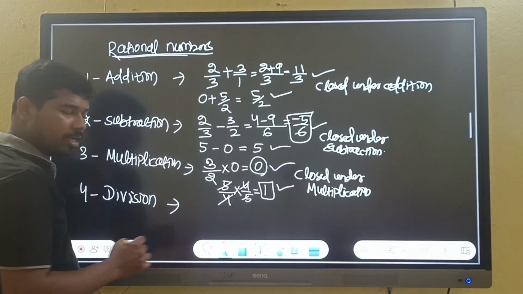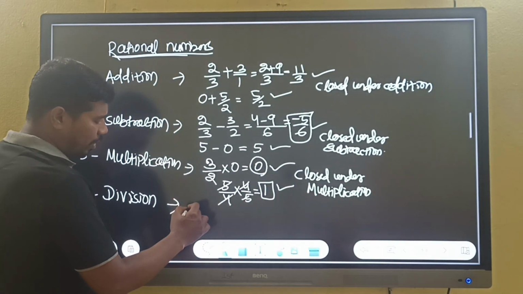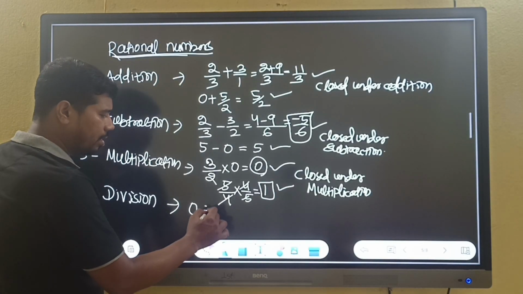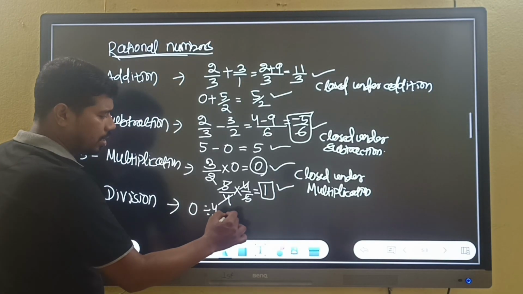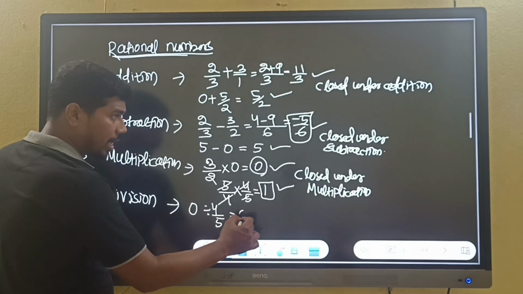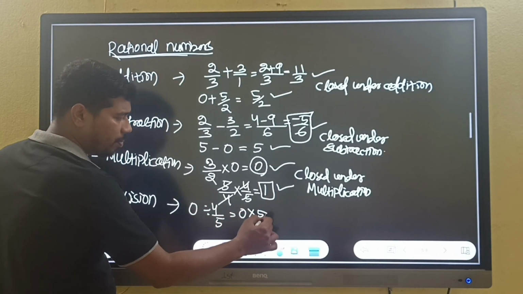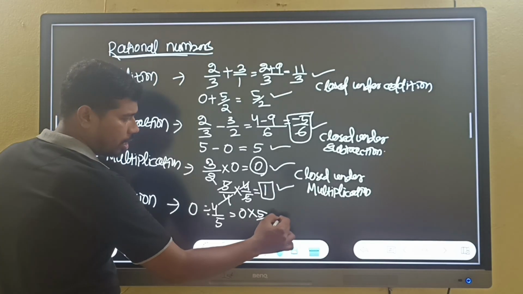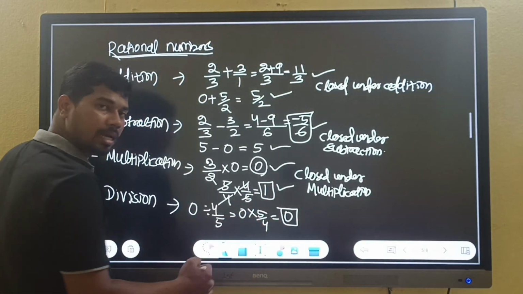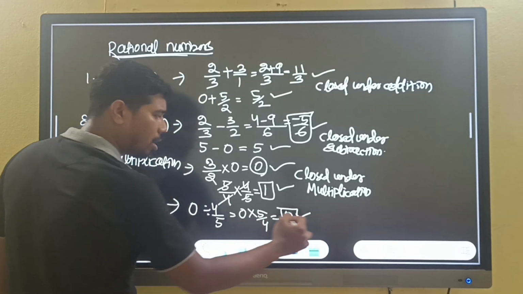And next one is division. What is division? Here, if we take one example, suppose 0 is a number. 0 divided by 4 upon 5. That means we can write 0 times 5 upon 4. The result is 0. Okay. So 0 is also a rational number.